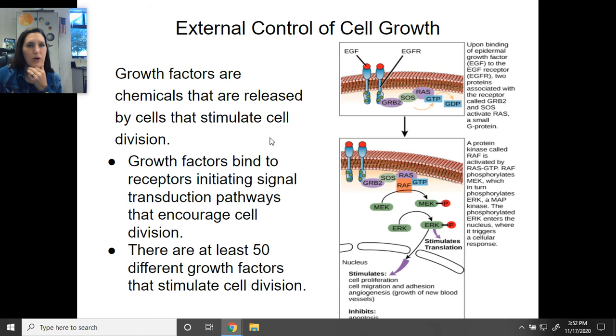External control of cell growth. Cell growth factors are chemicals that are released by cells that stimulate cell division. Growth factors bind to receptors, initiating signal transduction pathways that encourage cell division. There are at least 50 different growth factors that stimulate cell division. So these are our little growth factors that are promoting this. This is an epidermal growth factor. So this is on your skin.